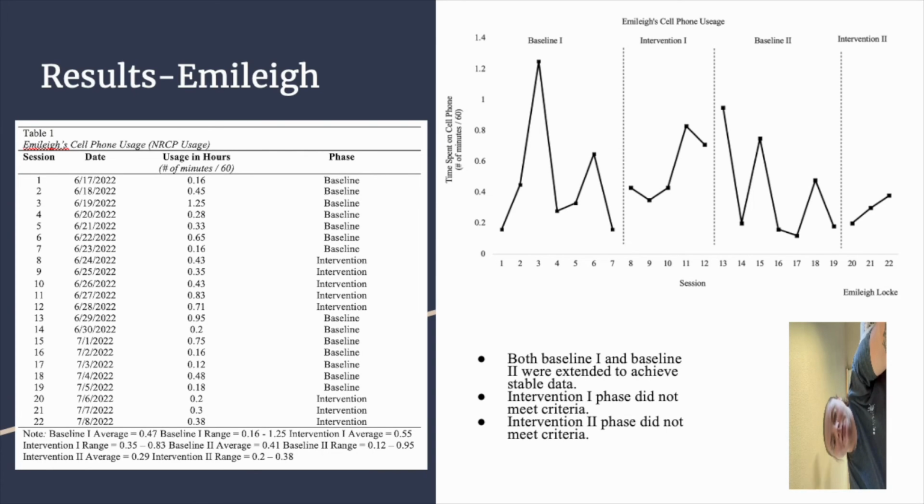This is when intervention 2 data was then collected. The second intervention phase did not meet the criteria of remaining below 50% of the baseline data that was collected in baseline 2. The average for this was 0.29, with the range being 0.2 to 0.38. From the data collected within this phase, you can see that there is an increasing trend, and neither set of data between the 2 intervention phases remained below 50% of the baseline data collected between the 2 baseline phases.